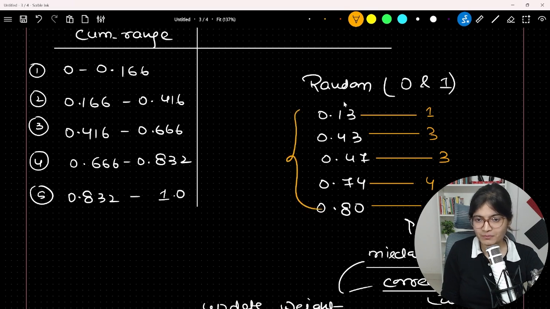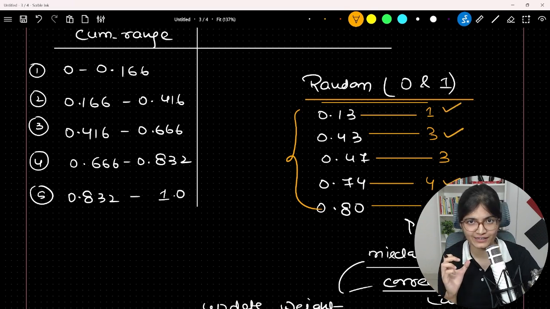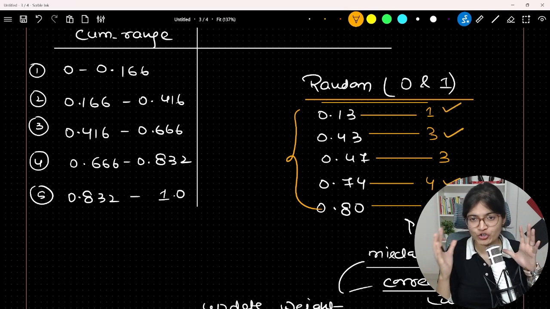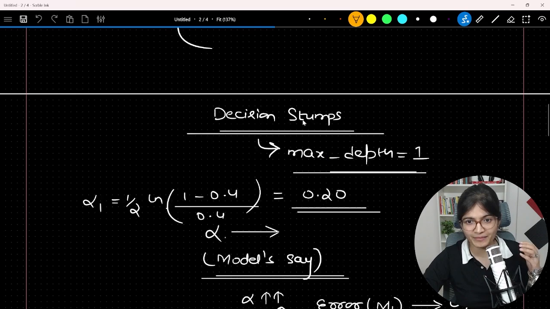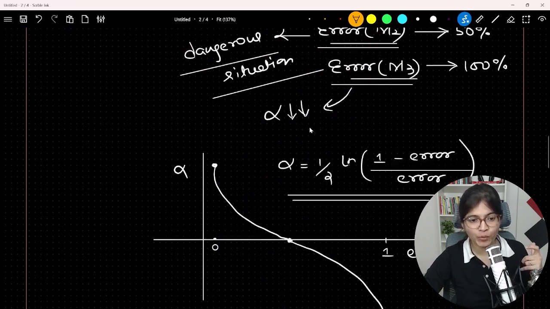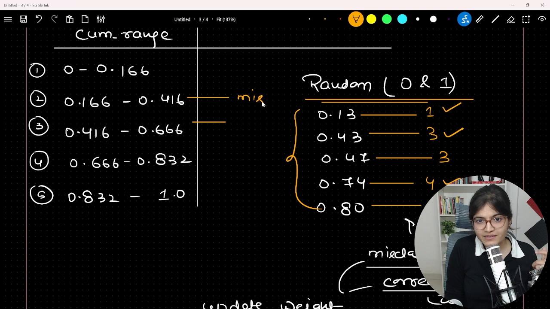Now, what is the intuition behind taking random samples from the records? I will pick up 1, 3 and 4 as my training set. See, what is the intuition behind that? Whatever points are misclassified, for example in my demonstration, point number 2 and point number 3, if you remember, these two are the misclassified points, right?